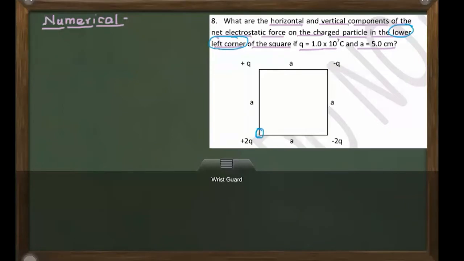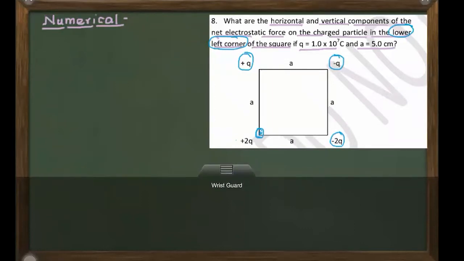So I'm going to consider the charge here which will have the value plus 2q. Now this is surrounded by a charge minus 2q here, a charge minus q here, a charge plus q here. So you should remember that in our previous class we have gone through, whenever we have to solve the problem, we have to follow some certain steps. The first step was to show the direction of force.